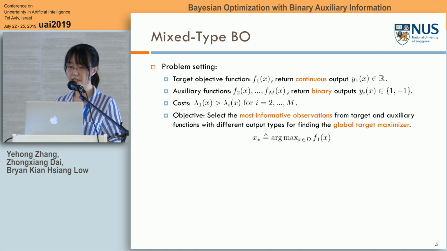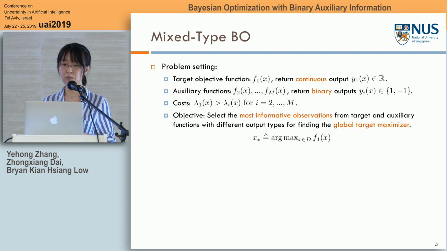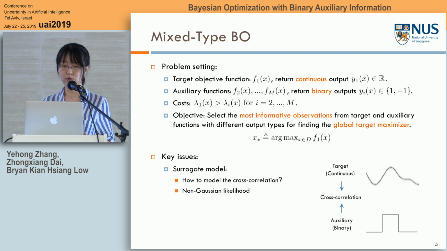The objective here is we want to select the most informative observations from the target and auxiliary functions, which have different output types, for finding the global target maximizer. To achieve this, there are some issues that we need to resolve.